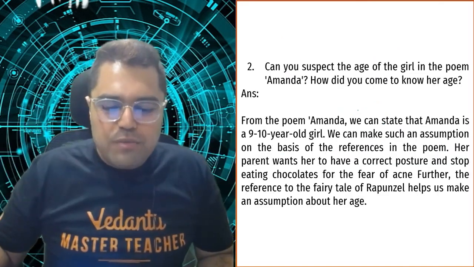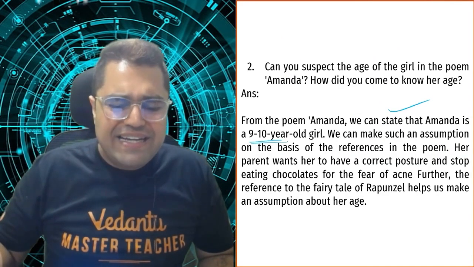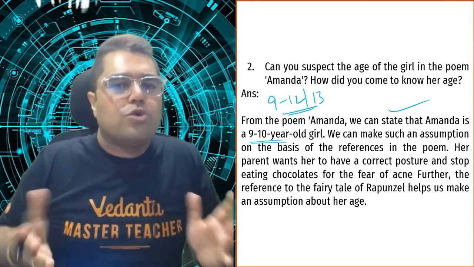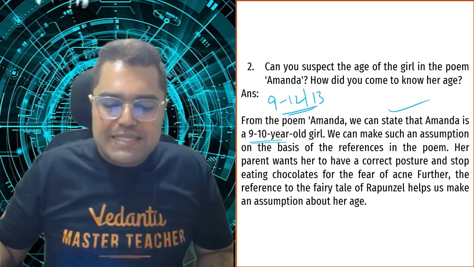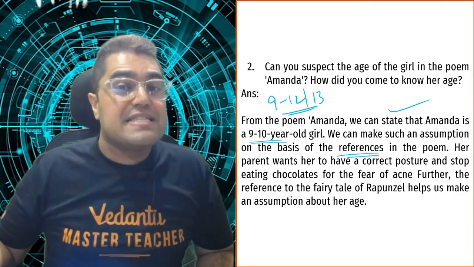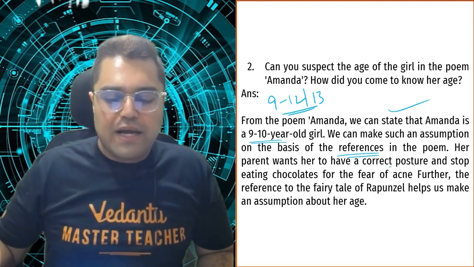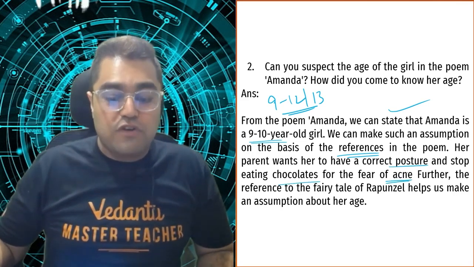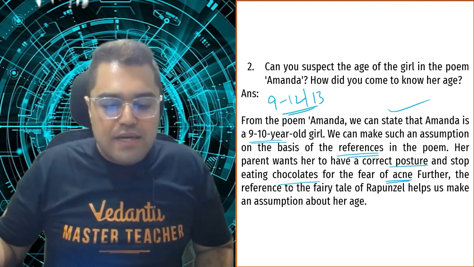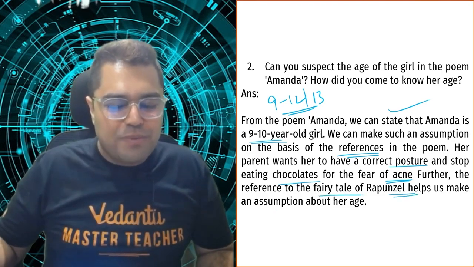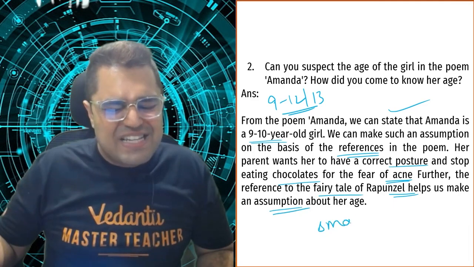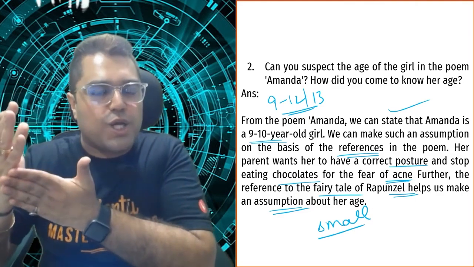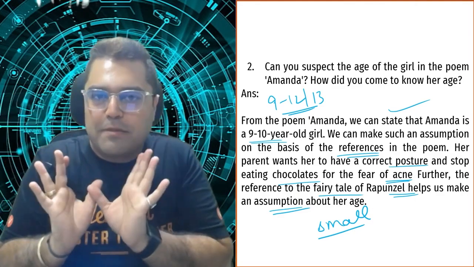Let's look at it. From the poem Amanda, we can state that Amanda is a 9-10-year-old. Now you can say 9 to 12, 9 to 13. We don't know, so you have to give a range. We can make such an assumption on the basis of the references. Her parents want her to have a correct posture, posture meaning sitting straight, and stop eating chocolates for the fear of acne spots. Further, the reference to the fairy tale of Rapunzel helps us to make an assumption that she is still a small girl. Teenagers may or may not like fairy tales, so you cannot say older. So you have to say pre-teens. Pre-teens is the best.